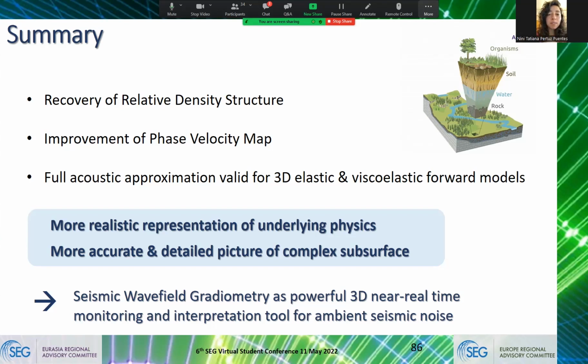Well, we have one question here in the chat, and it is: do you expect this to work on the sea floor with nodes?